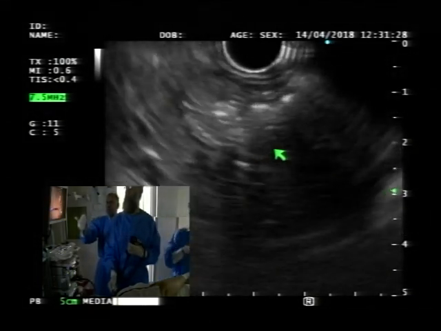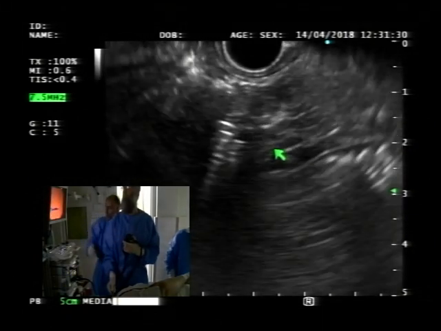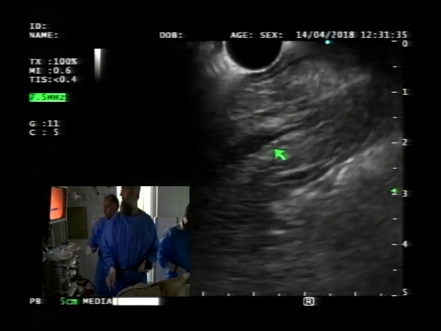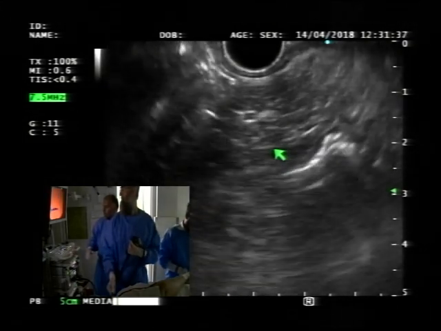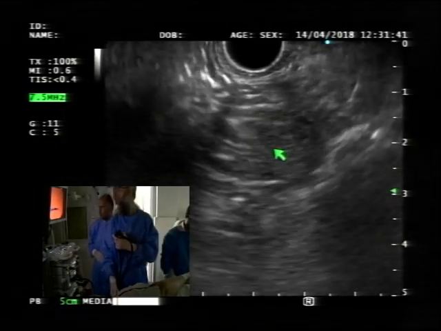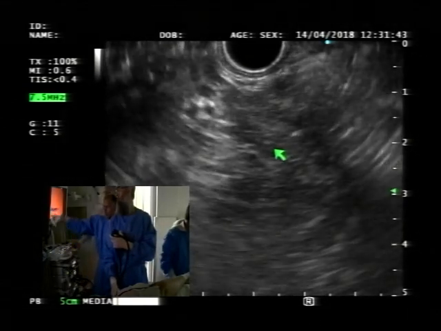Yeah, this is D1. Tip up, tip towards yourself, begin towards yourself, rotate left, find the portal vein. Just turn right, left. You need to find the portal vein. There you are. So the first thing you should find is the portal vein. Once you have found the portal vein, then you're good.